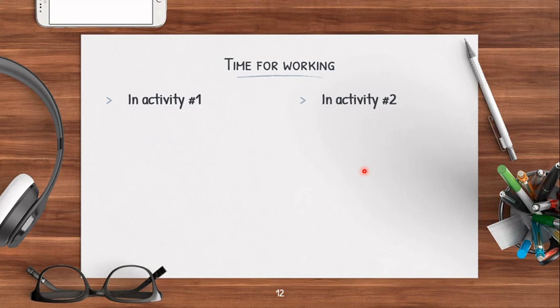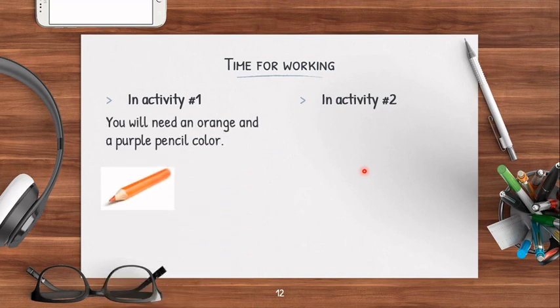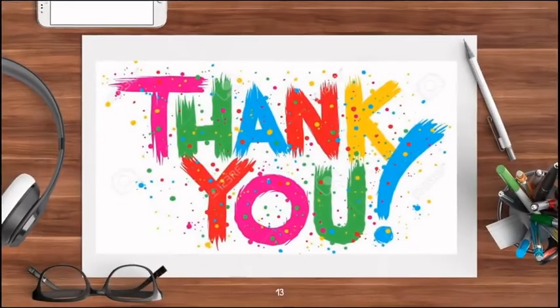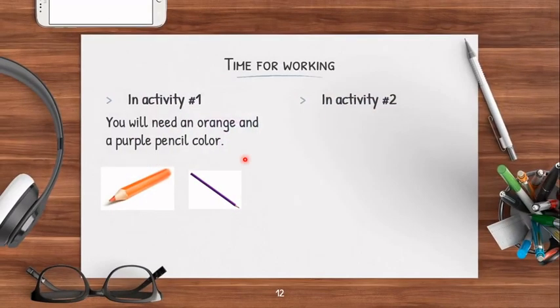So here I have the activities for my students, and you will need to have an orange and a purple pencil color. In them, you are supposed to underline a paragraph I'm going to provide to you. You will underline the comparative with orange, and the superlative with purple, right? The superlative. This one over here.